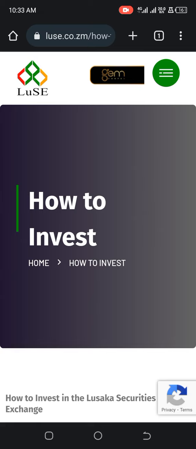So what you're looking at right now is the Lusaka Stock Exchange website, and it does explain how one can go about the investment in shares, and it's also easy to access as I'm using my phone right now, which means it's something that can be accessed by anyone from anywhere. And yeah, so let's dig into what shares are and how someone can actually invest in shares.